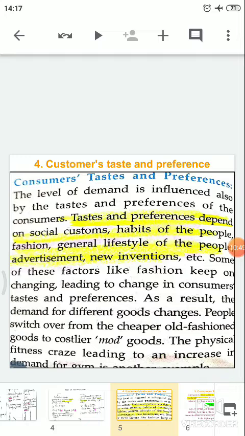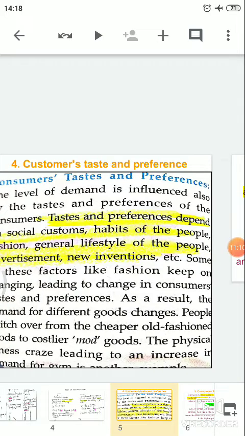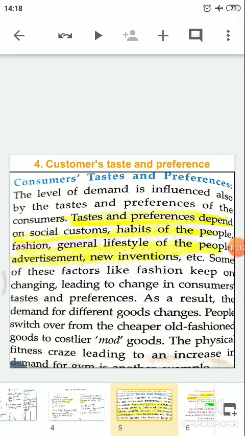If there's a change in fashion, so what happens? People discard the old fashion clothes and they go for costly or expensive trendy clothes which are in fashion. If nowadays there's a craze for health, the demand for the goods which are related to health has increased. So this is how customers' taste and preference affects the demand for the commodity.